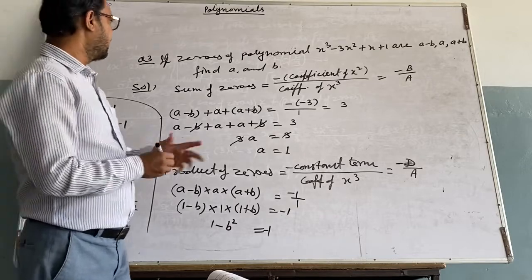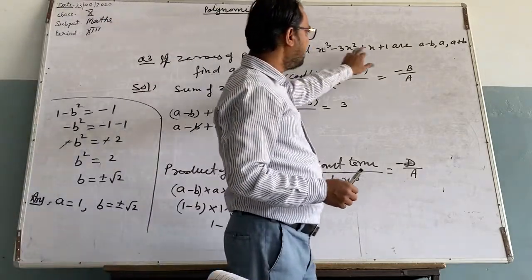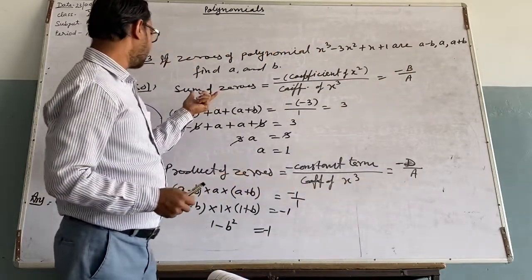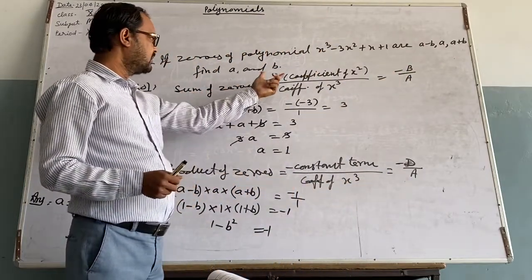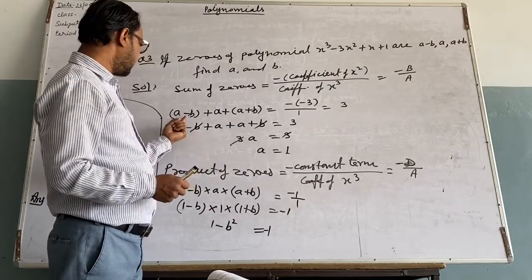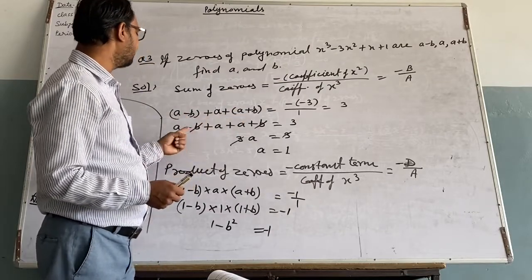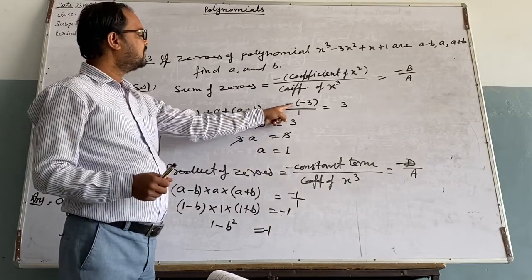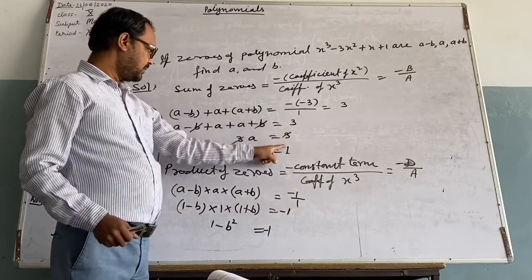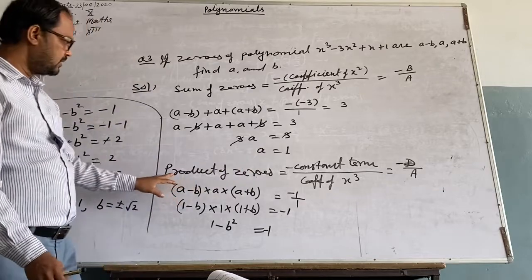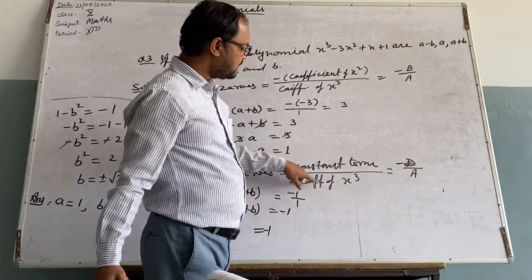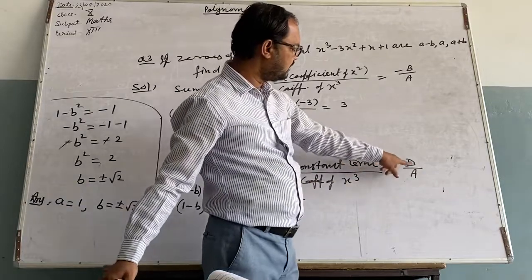So once again, a cubic polynomial is given and three of its zeros are given. So first of all we will try to find the sum of the zeros. Minus b upon a. Sum of zeros means when we add these three zeros, b cancelled by b, we get 3a equal to minus b upon a, that is 3. Now a equal to 1. Product of zeros is minus constant term upon coefficient of x cube, that is minus d upon a.